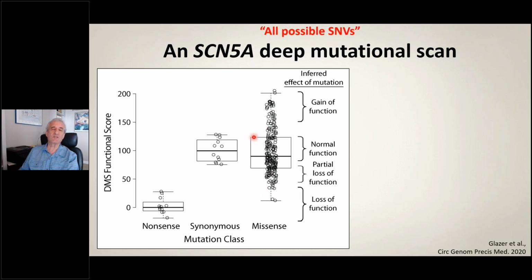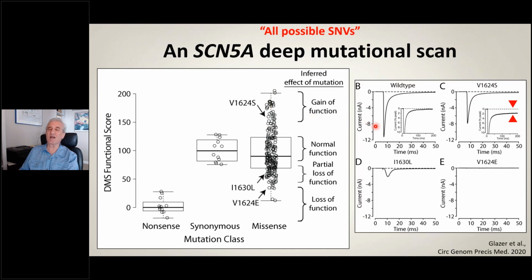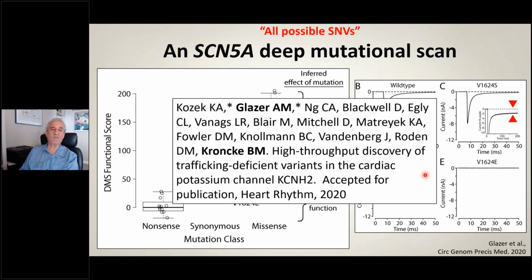What we then did was we selected a couple of examples from the extremes and did traditional patch clamping. So here is a gain of function variant that indeed turns out to be a gain of function variant, a loss of function variant that turns out to be a loss of function variant, and a total loss of function variant, V1624E, that turns out to be a total loss of function variant. So that validated that approach. And Brett and Andrew now have a paper in press in Heart Rhythm that's taking the same approach with KCNH2, the potassium channel that underlies the IKr, the hERG current.